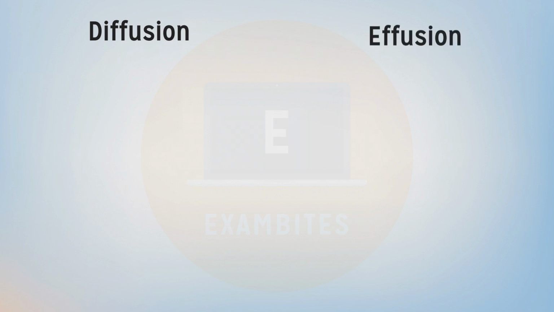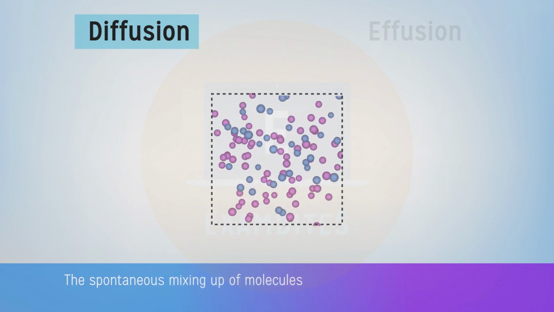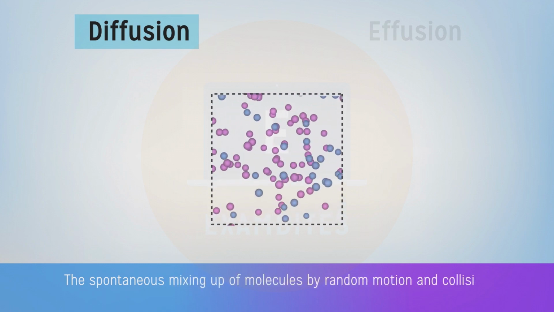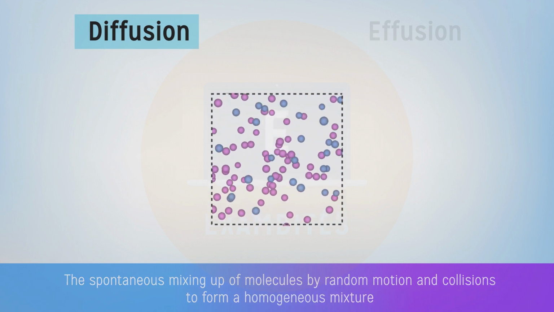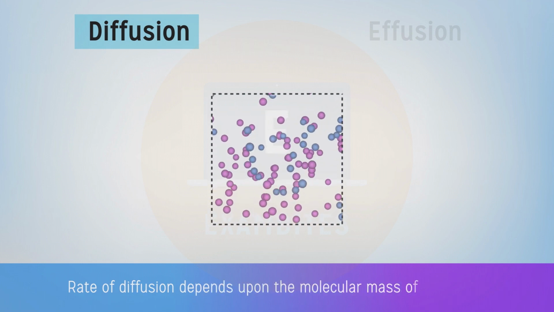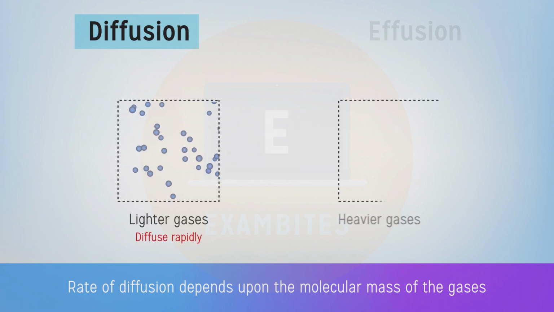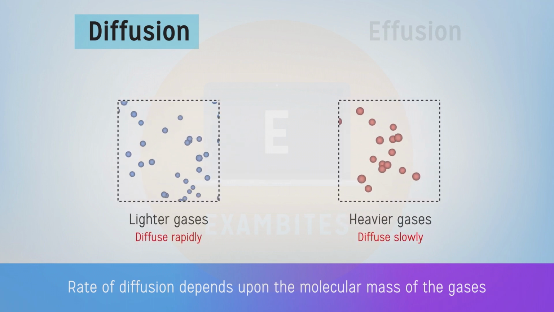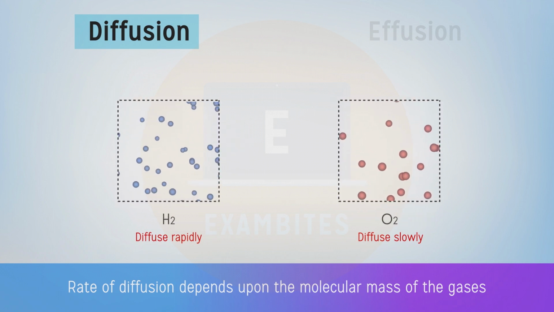First, we learn about diffusion and effusion. Diffusion is defined as the spontaneous mixing of molecules by random motion and collisions to form a homogeneous mixture. The rate of diffusion depends upon the molecular mass of the gases. Lighter gases diffuse more rapidly than heavier ones. For example, H2 diffuses faster than O2.